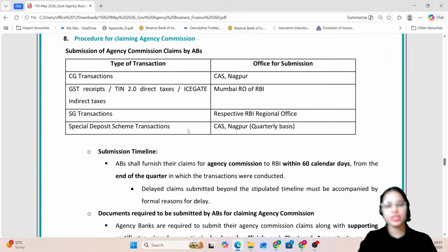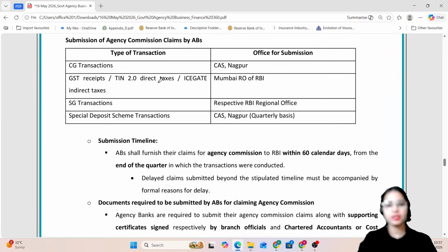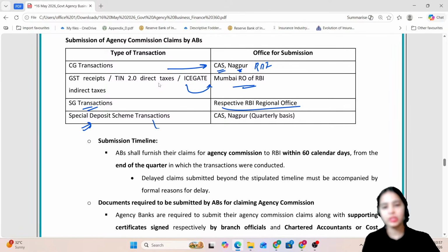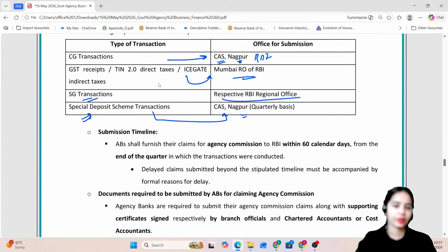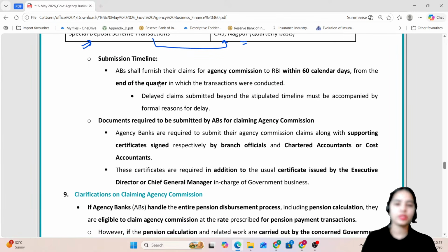Now, submission of agency commission claims by agency banks. For central government transactions, the Central Accounts Section, Nagpur, RBI. For GST receipts and such indirect taxes that are collected, and customs duties that are collected, the Mumbai regional office of RBI. For state government transactions, the respective RBI regional office. For special deposit scheme transactions, the Central Accounts Section, Nagpur, RBI. Okay, submission timeline. So this is important.